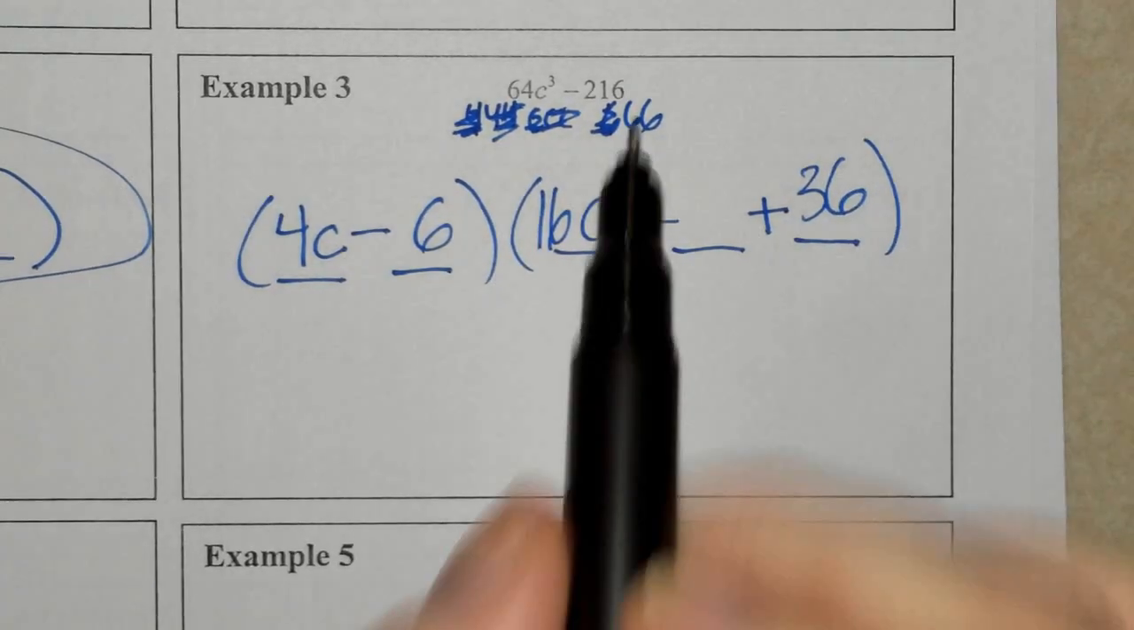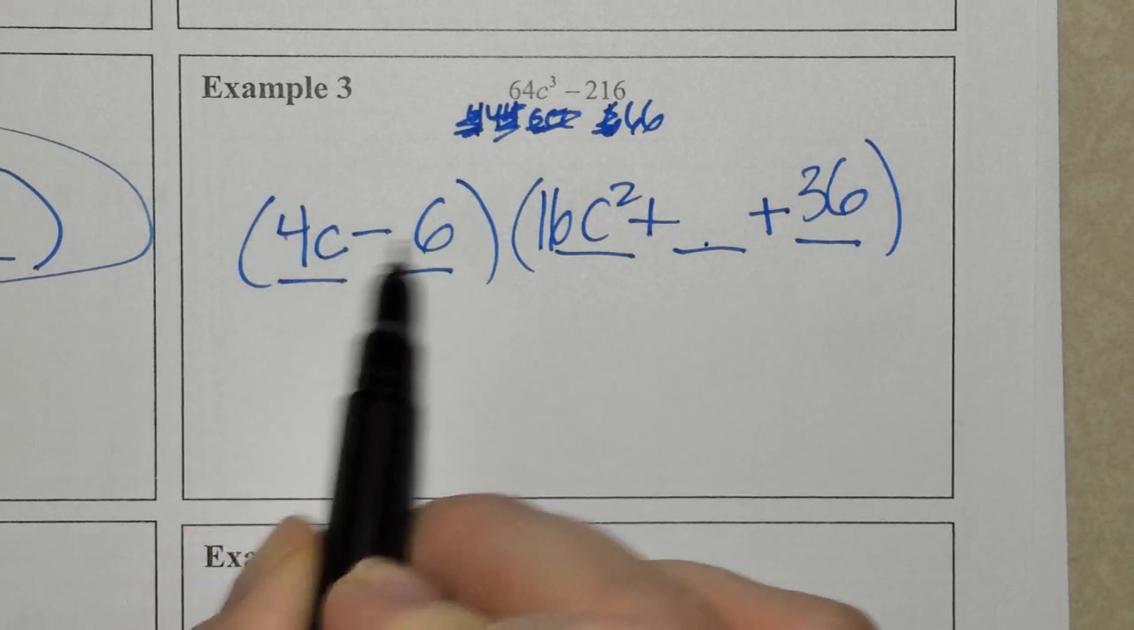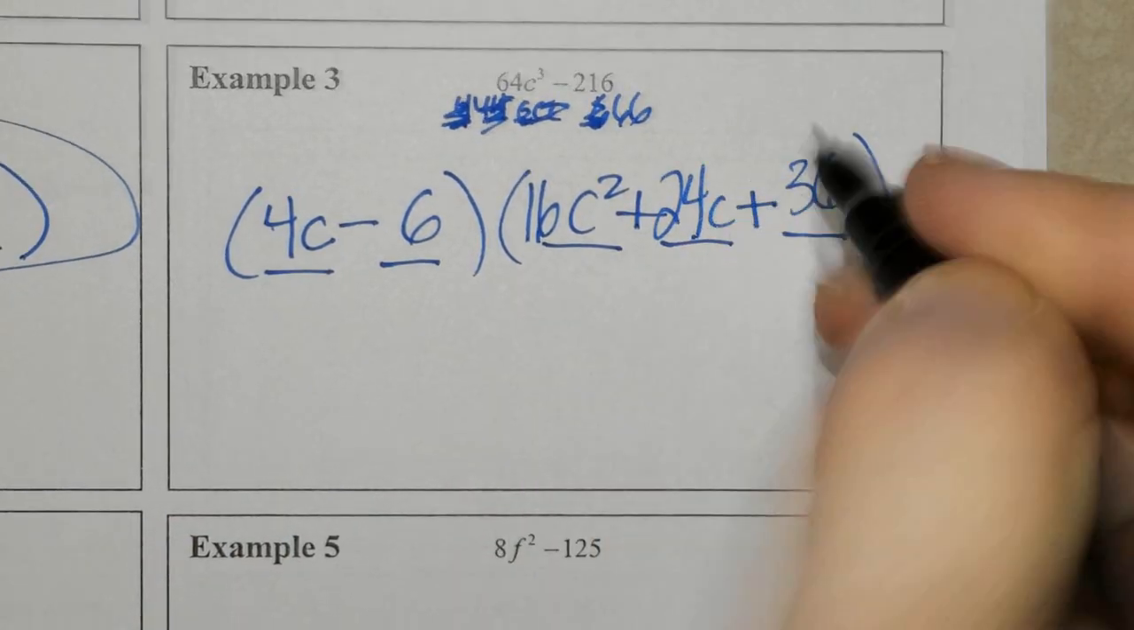How do I determine this middle term? 4C times 6 is 24C.